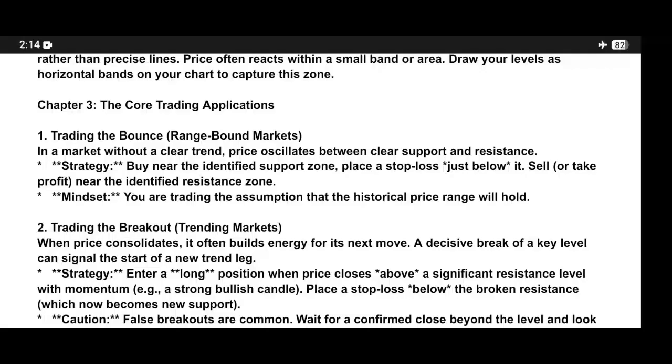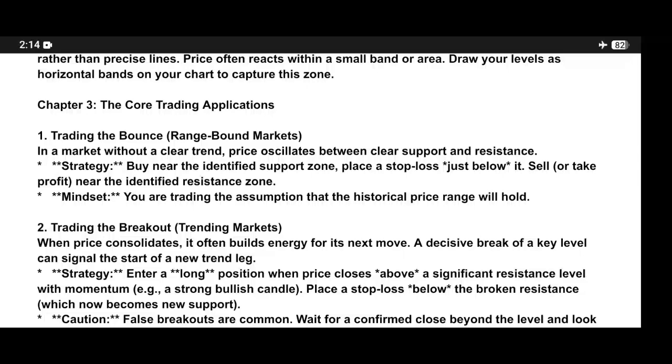Sell or take profit near the identified resistance zone. Now, what is the mindset you need to have when trading the bounce? You are trading the assumption that the historical price range will hold. Are you getting me now? So this is the mindset you need to have when trading the bounce.